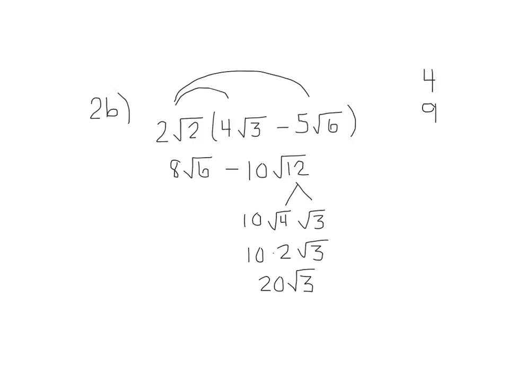Our first term is 8 root 6, and so we're just going to take 8 root 6 minus 20 root 3. Since square root of 6 cannot be simplified any further, these are not like terms. It's kind of like we have an 8x minus a 20y. Those are very different, and therefore we're done. This is our final answer here in part B.